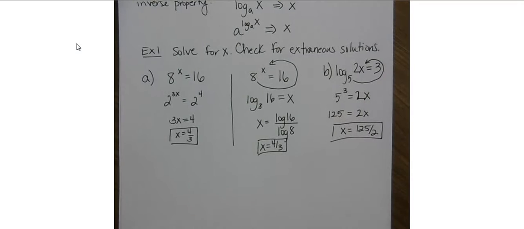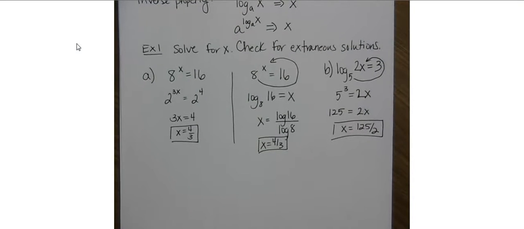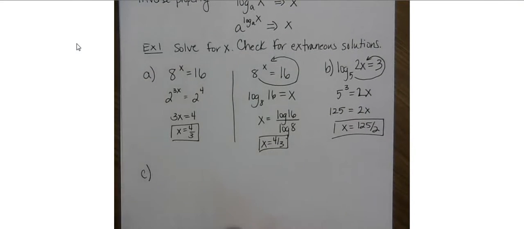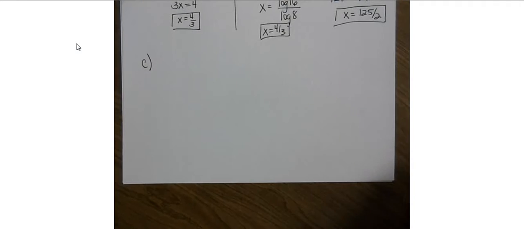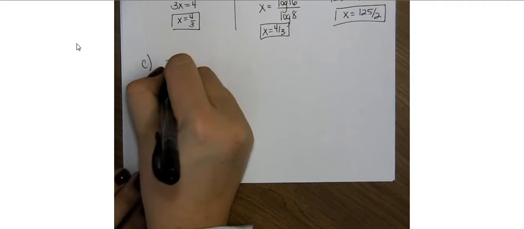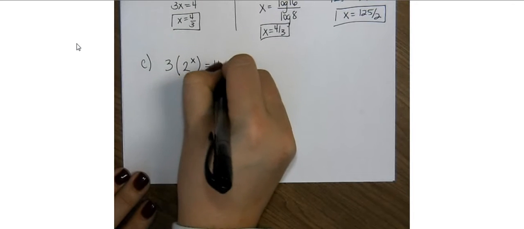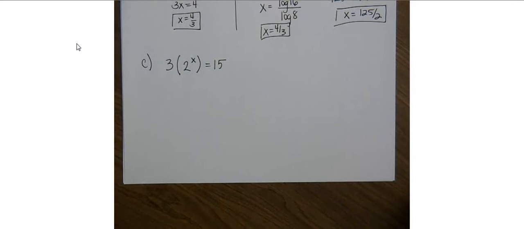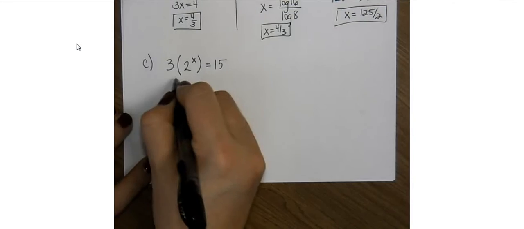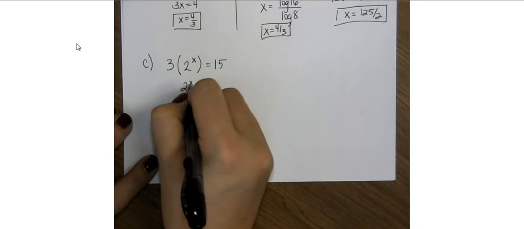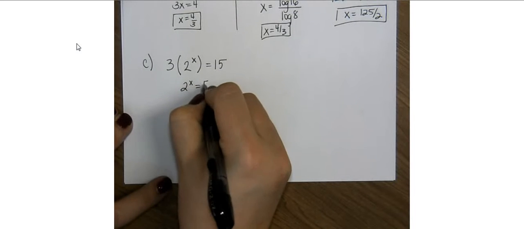Okay, so far so good. All right, here I have 3 times 2 to the x equals 15. Before you do anything, you always want to make sure that you isolate the exponential or the logarithmic piece of the function. So in order to do that, I should divide by 3 first. So I'm going to divide both sides by 3, and that gives me 2 to the x equals 5.